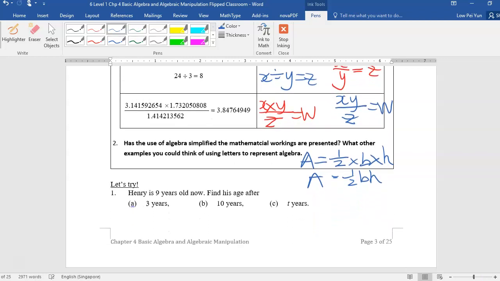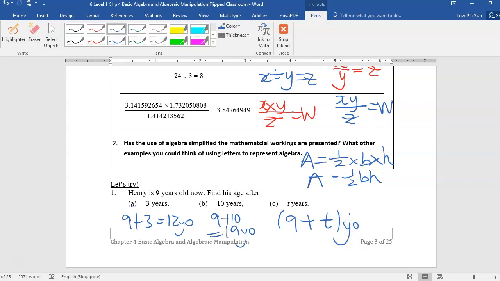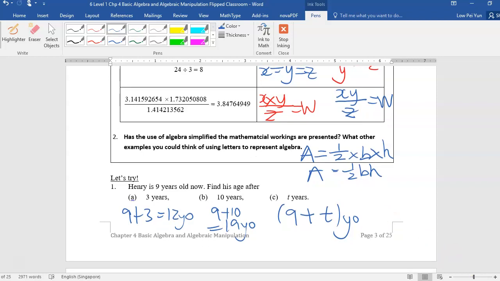Henry is 9 years old. Find his age after 3 years. Easy. 9 plus 3 is 12 years old. And find his age 10 years later. 9 plus 10 is 19 years old. And then next one, T. So it should be 9 plus T years old. Easy. Let's move on. Next page is page 4.